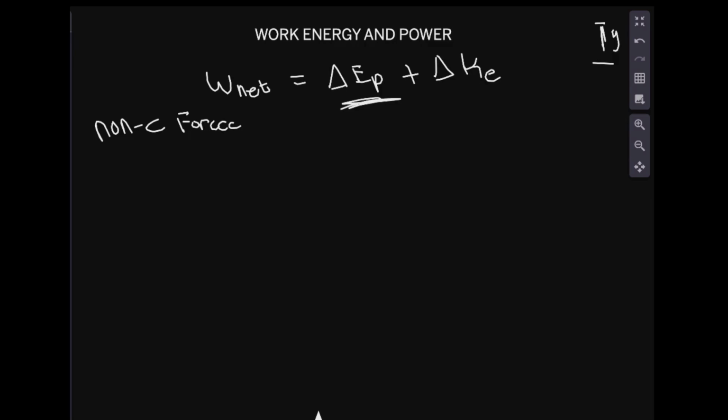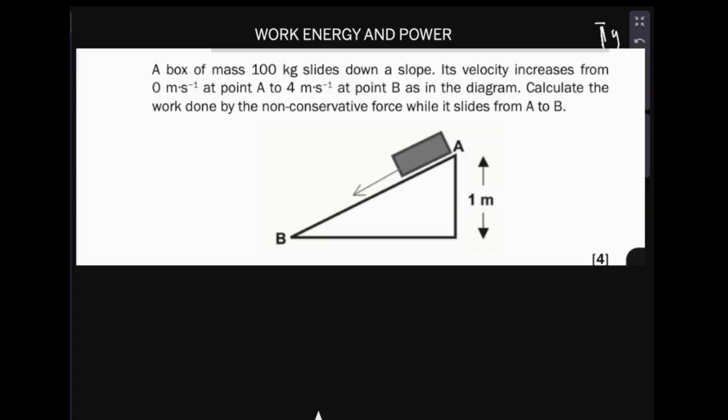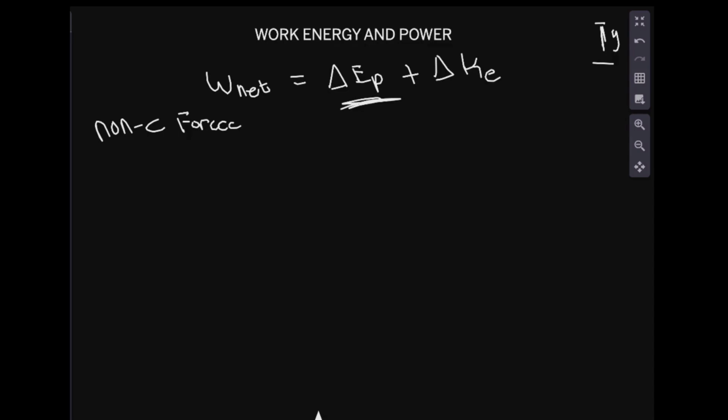Okay, so I just want to make sure that you can see this. Go back here. Okay, so the box mass is 100 kgs. Slide down the slope. Its velocity increases from 0 to 4 meters per second at point B. From the diagram, calculate work done by the non-conservative force. Okay, pretty simple.